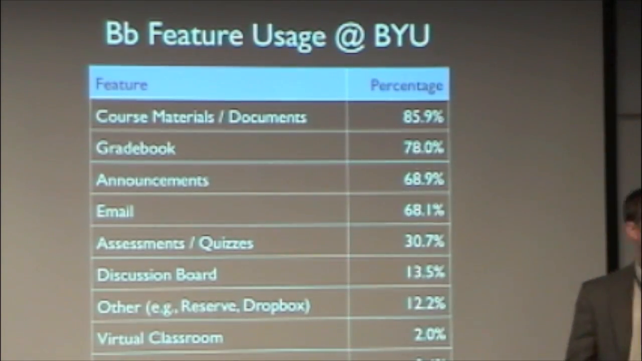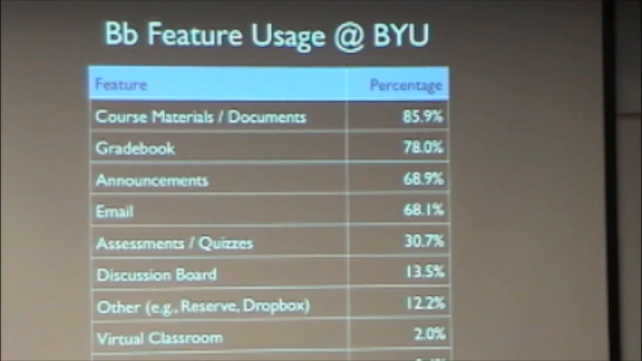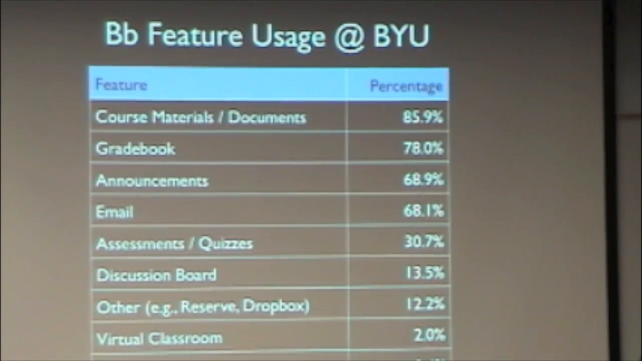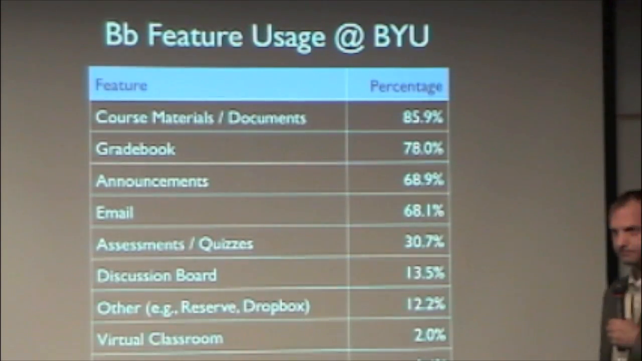Yeah? The survey, that's out of the system. Well, this is a survey. So at the end of every semester, we send a survey to faculty members and we say, what tools did you use this semester? Which ones were most important to you? And we ask the same thing of students. Afterward, we can talk about how hard it is to actually get this data out of Blackboard. So that's why we do a survey.